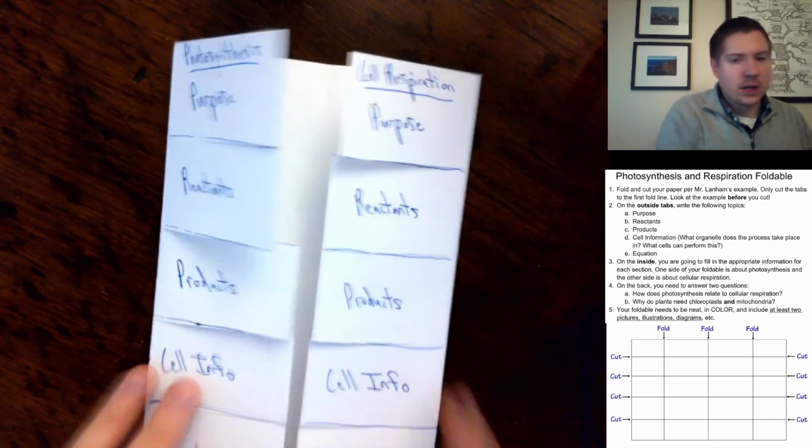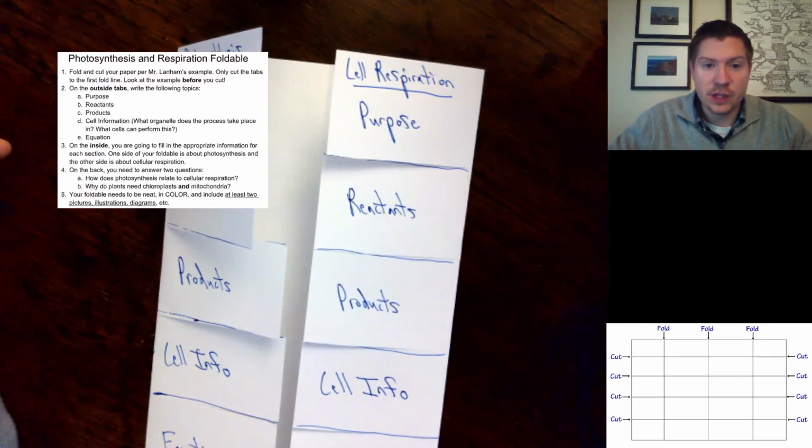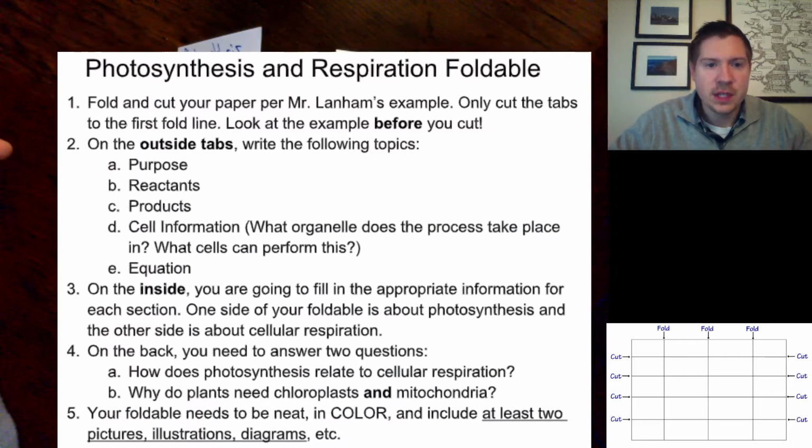Okay. All right, now let's check our directions again because there is a bit more to it than just those 5 things. So we are going to include the information from those 5, but then we also need to include, as it says in number 4, on the back you need to answer 2 questions. How does photosynthesis relate to cell respiration? And why do plants need chloroplasts and mitochondria? Why do they need both? Okay, so we'll just do that on the very back of our foldable if you flip it over.